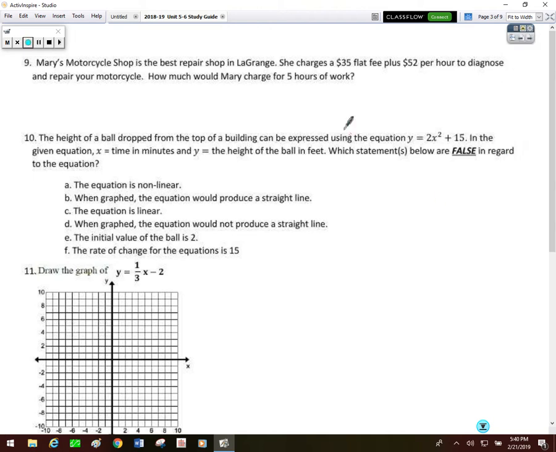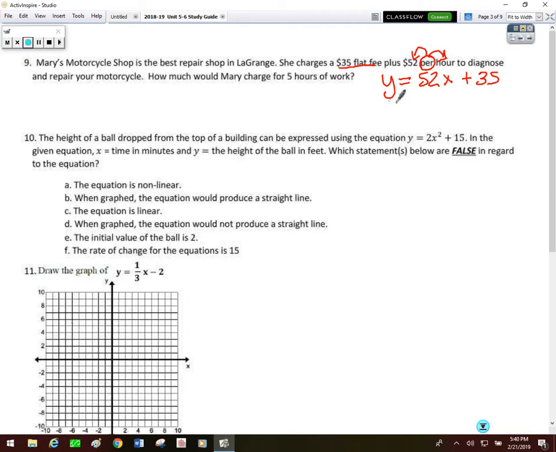Okay, she charges a flat fee of $35, so that tells me something there. Plus, oh, there's my word I'm looking for right there. So this is my x variable. My y variable is going to be the total cost. There's my slope. So if I write my equation for Barry, $52 for every hour plus that $35 fee.